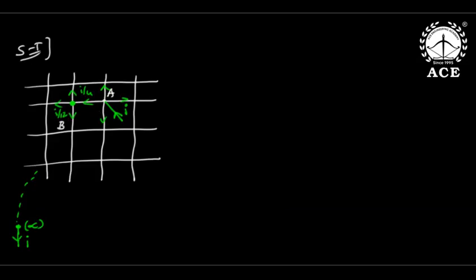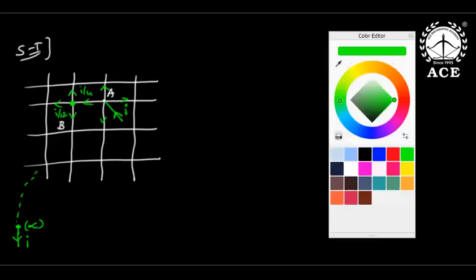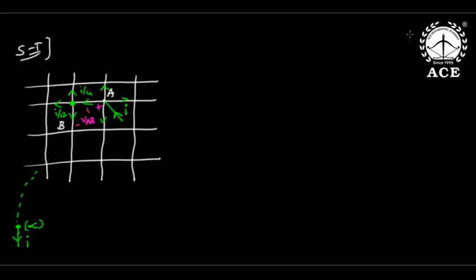Okay, but this is not the final answer. Why? Because I need resistance between A and B, not A to infinity. So what will I do? I will take a segment voltage. Let this be VAB dash, because I want resistance between A and B finally. So this VAB dash will be this voltage plus this voltage.